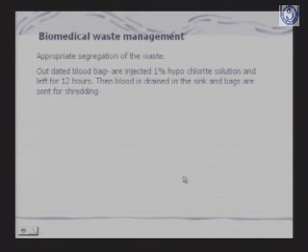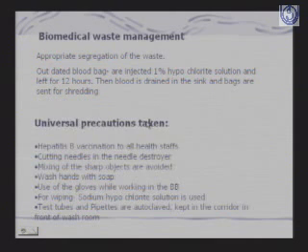Here also we need to take care of biomedical waste management, because blood is one area where almost 100% is biomedical waste. So, appropriate segregation of the waste: outdated bags are injected with 1% hypochlorite solution and left for 12 hours, and then the blood is drained into the sink or the bags are sent for shredding.